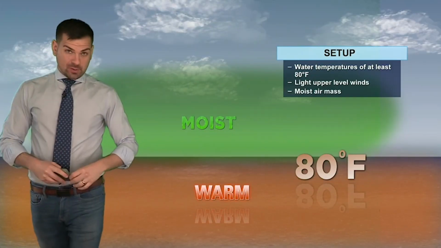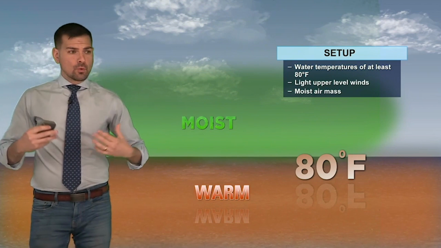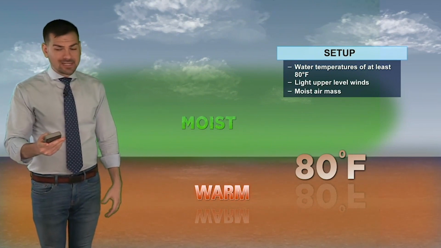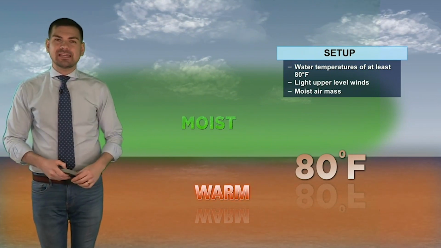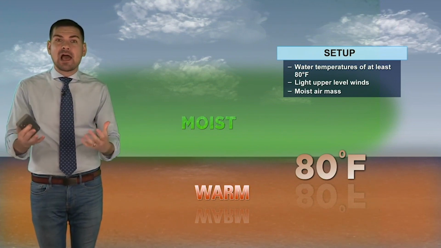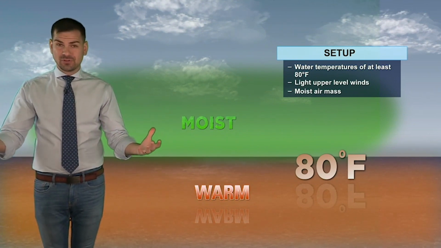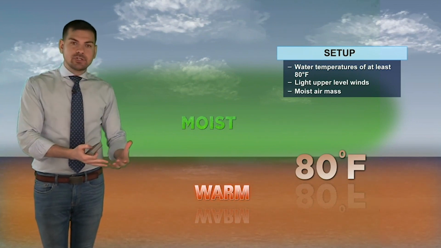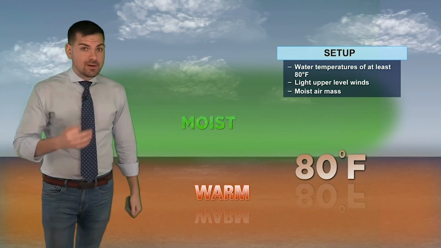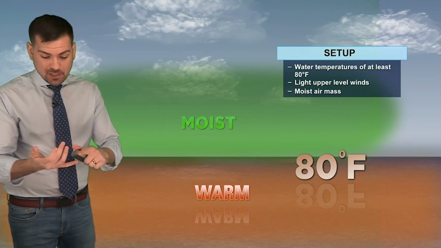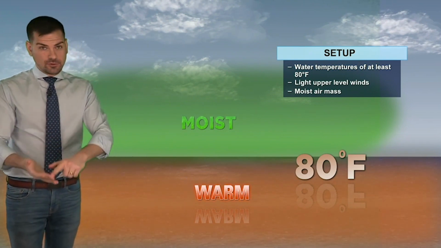Right off the bat, it's important to understand that a hurricane's not just going to randomly pop up in your backyard. It's not going to spontaneously appear in the middle of the country. That's just not how it works. They form, however, over large bodies of water. We're talking seas and oceans. And there are three main ingredients that go into the development of tropical depressions, storms, and ultimately hurricanes.